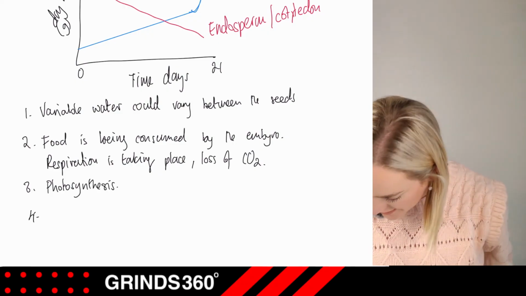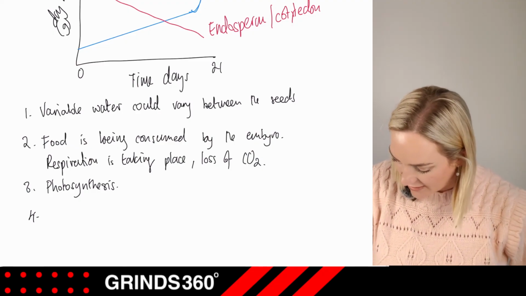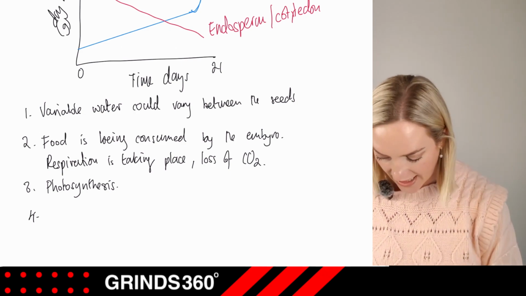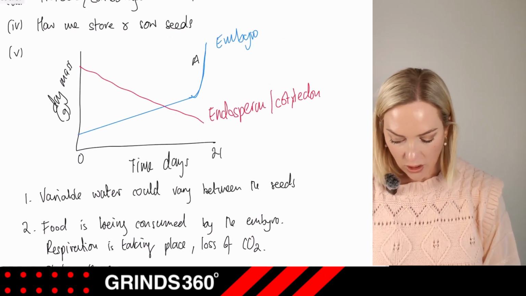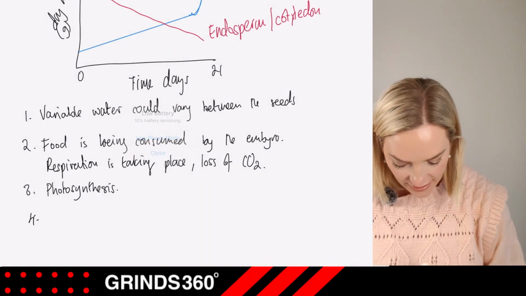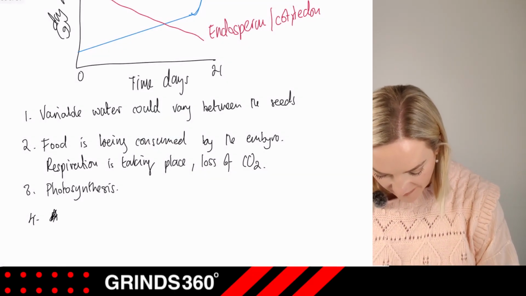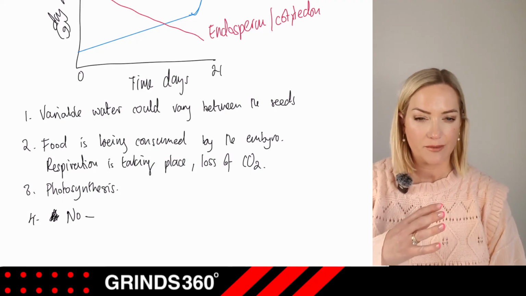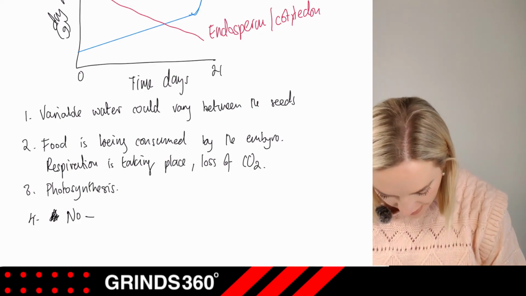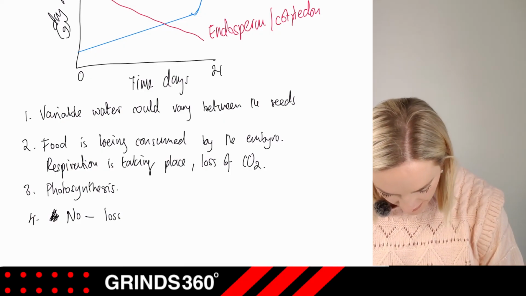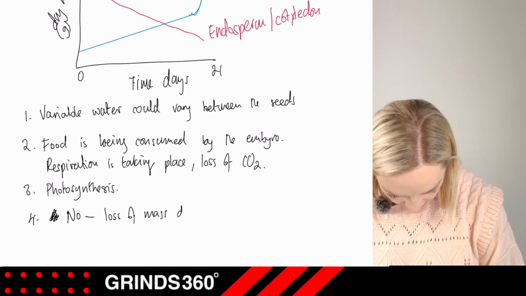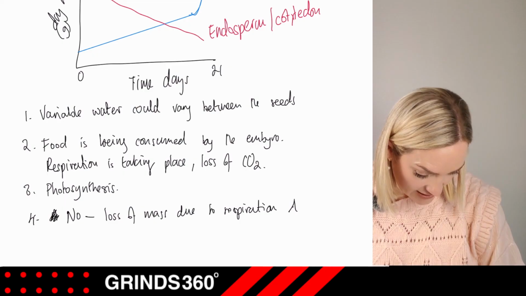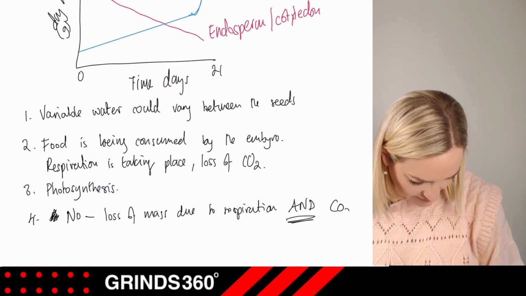And question 4 says, would you expect the total dry mass of the seed, our embryo plus our endosperm, to remain the same up to A? So would this stay the same up to A? The answer to this is no, as there is loss of mass due to respiration and a loss of CO2.